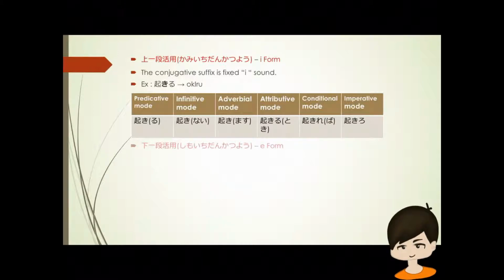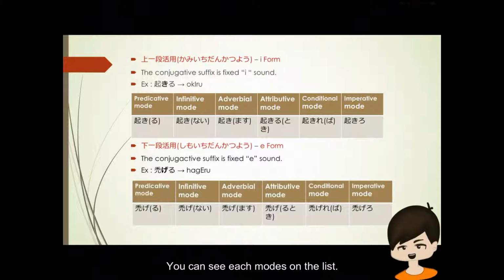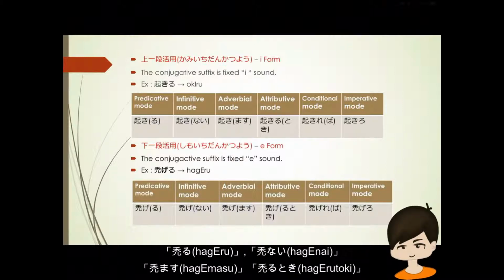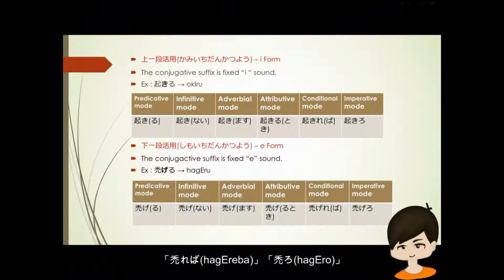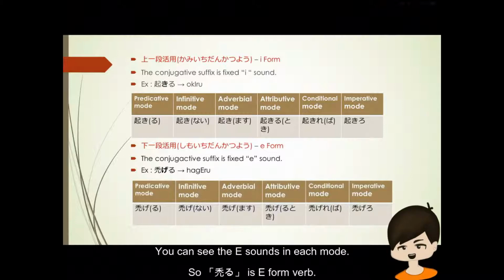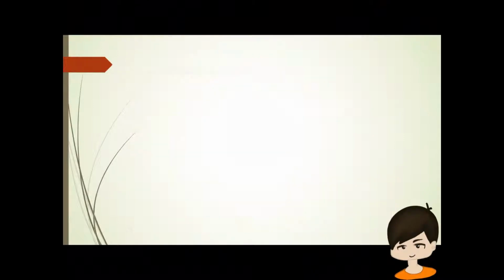Next is 下一段活用. In English, E form. The suffix is fixed to E sound. For example, はげる. It means losing hair. You can see each mode on the list. はげる、はげない、はげます。はげるとき、はげれば、and はげろ. Now you can see the E sound in each mode. So, はげる is an E form verb. The other two forms are easy.